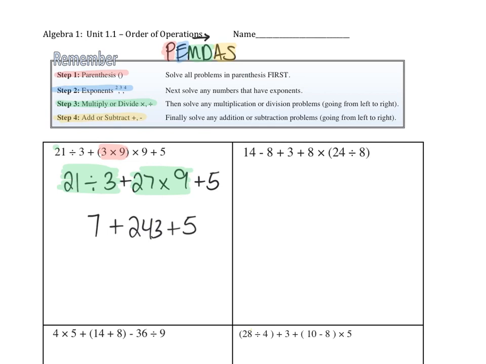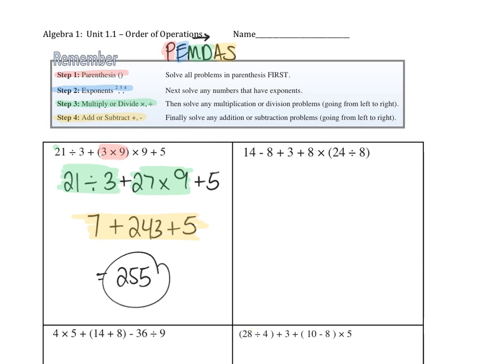And then the last step, according to PEMDAS, is adding and subtracting. So all of this, and again from left to right, is adding and subtracting from left to right, so we're just going to simply add all of those numbers together. So we have 7 plus 243 plus 5, and that equals 255. So our final answer here is 255.